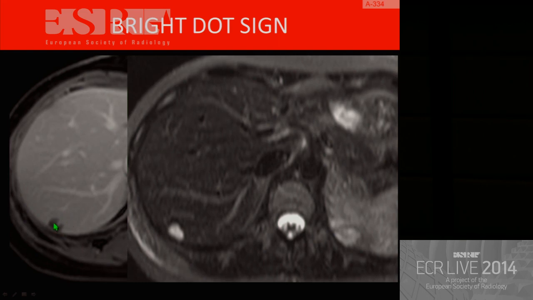If you see the sign described by Dr. Choi from Korea in the early 90s, you can see the very vascular area. Usually it doesn't fill, but it's very bright on T2. So this can help you to diagnose atypical forms of hepatic hemangioma.